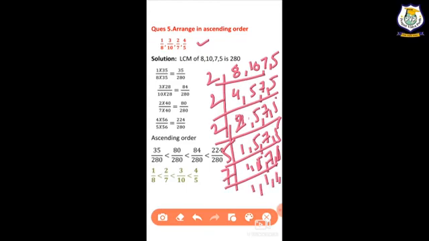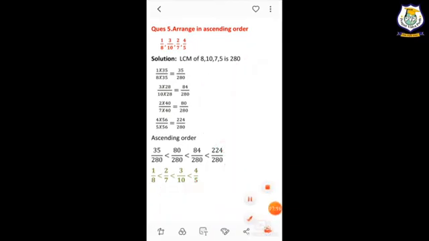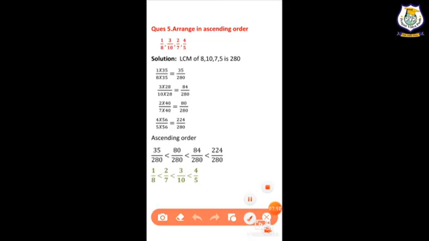Now you have seen here 2 multiply by 2, multiply by 2, 5 multiply by 7. Right? So what we are getting? 280. It means the LCM of 8, 10, 7 and 5 is 280. Now we will have to make all the denominators 280. So here the first fraction is 1 by 8. So we will divide 280 by 8.